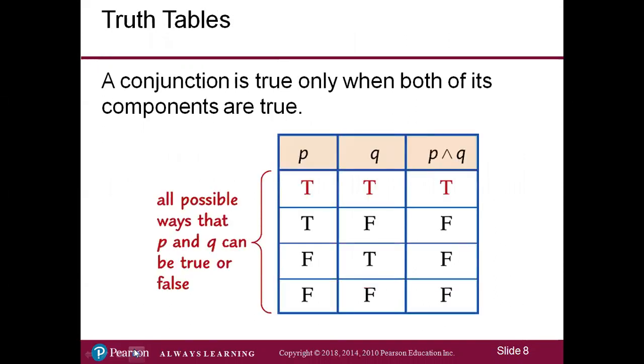A conjunction is true only when both of its components are true. All possible ways that P and Q can be true or false are listed in the first 2 columns. When P is true, Q can either be true or false. So we have TT and TF. And when P is false, Q can still only either be true or false. So we have FT, FF.